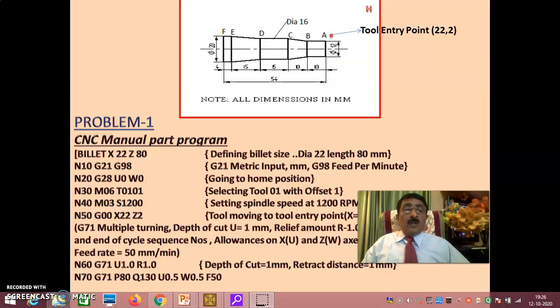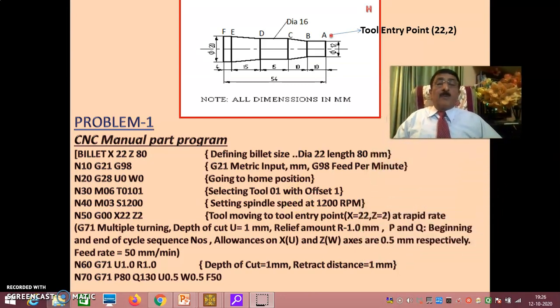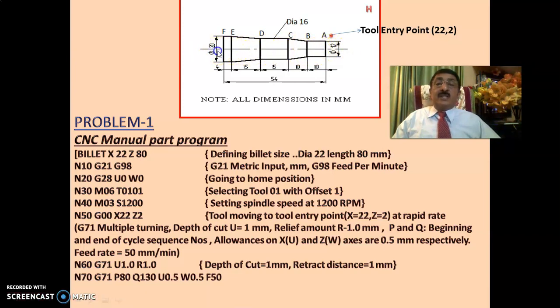Now I'll go for the manual part programming here. As I said, along the axis it is Z, perpendicular to the axis it is X. This is the home position of the tool, the CNC tool home position. When it goes to the home position, it will be there. From there, the tool comes here and then it starts cutting the profile in this way.